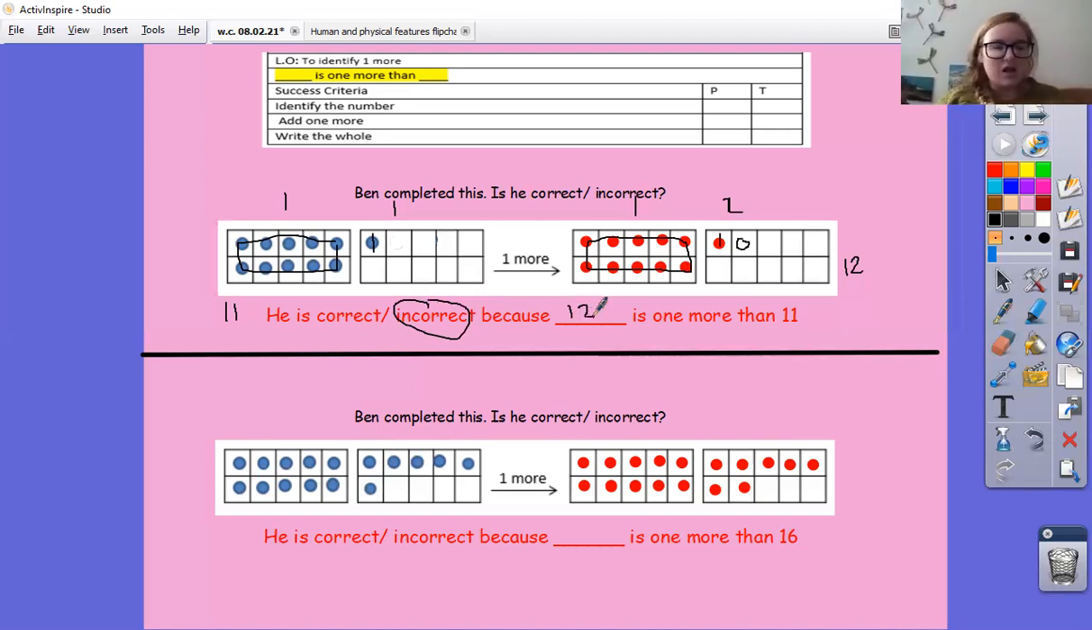Brilliant. Okay, pause your screens, have a go at this one. Come back when you're ready to complete.